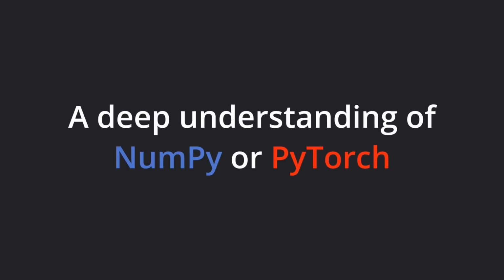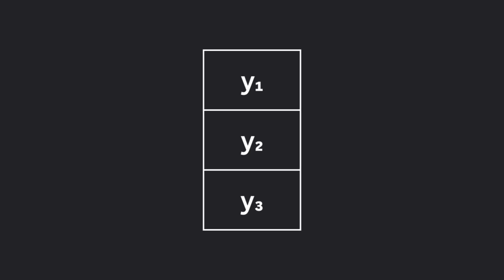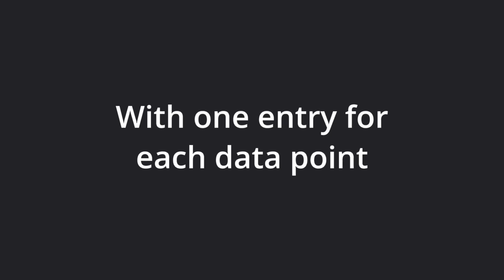The good news is that the rest of this code doesn't require a deep understanding of NumPy or PyTorch. If we multiply the training dataset x by a vector of weights, we end up with a vector of all the model predictions, with 1 entry for each data point.